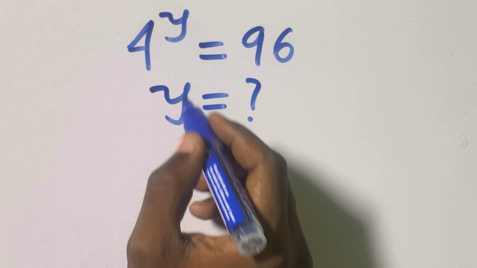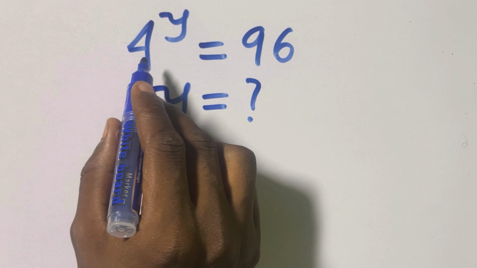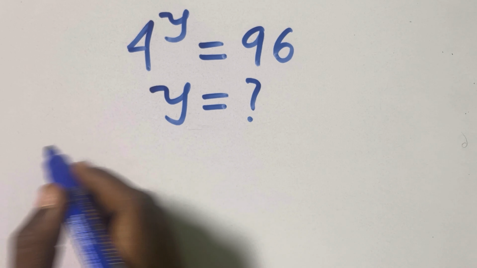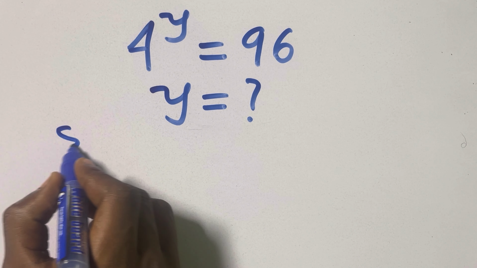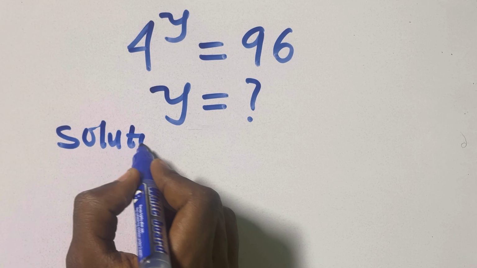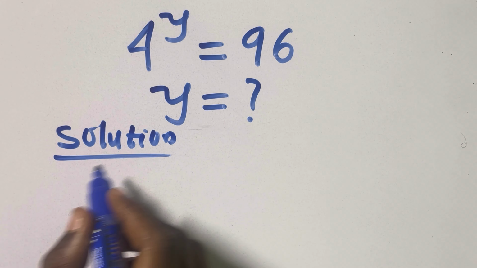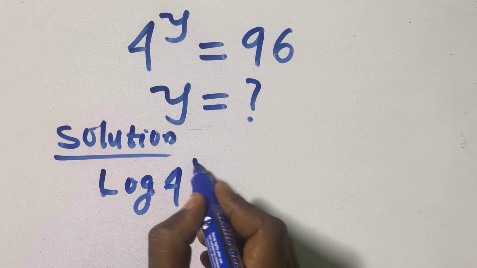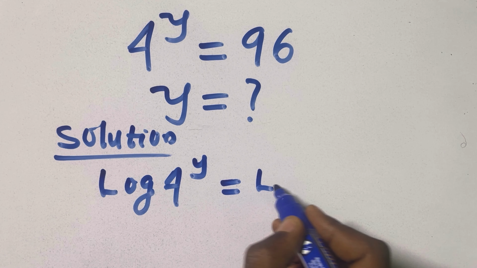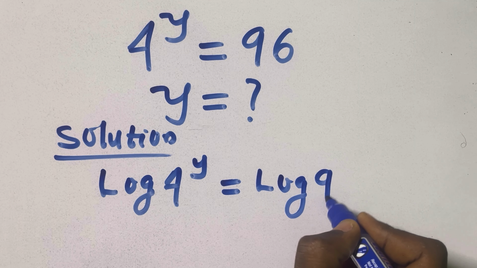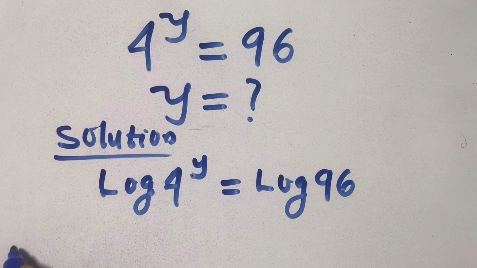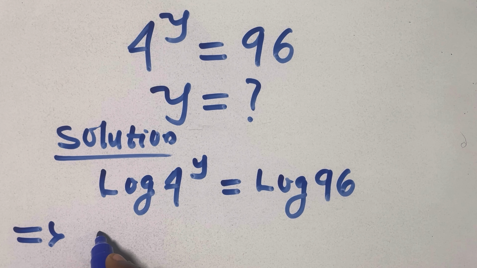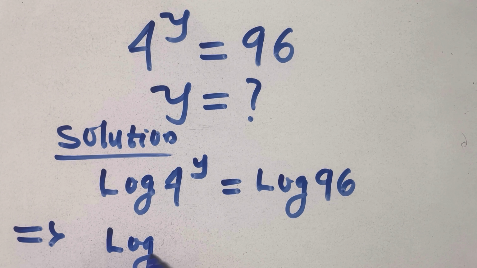We want to solve this nice exponential equation: given 4 raised to power y equals 96, we are asked to find y. The first step we are going to take is to introduce log to both sides. If we do introduce log, we are going to have log 4 raised to power y equals log 96.